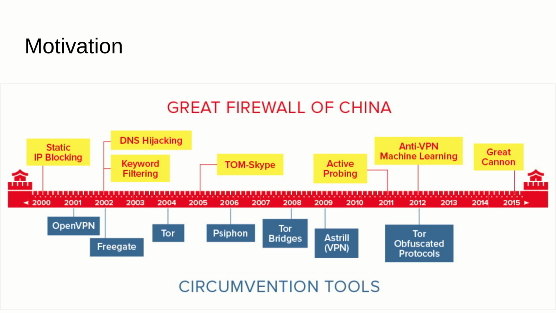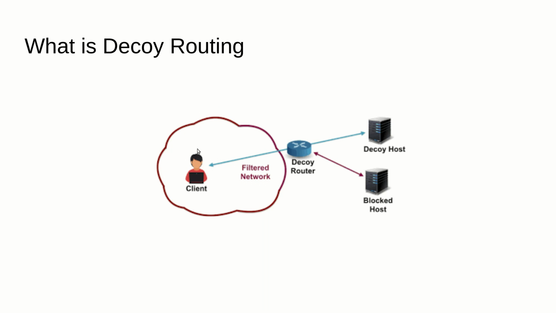So the solution to this is decoy routing. It can be implemented within China itself, using routers. So what exactly is decoy routing? Decoy routing is a new approach to internet censorship circumvention in which routers act as proxy servers.